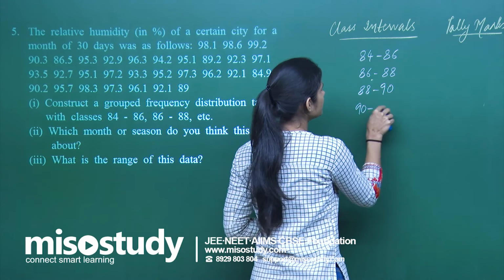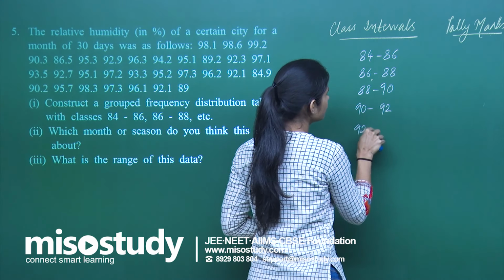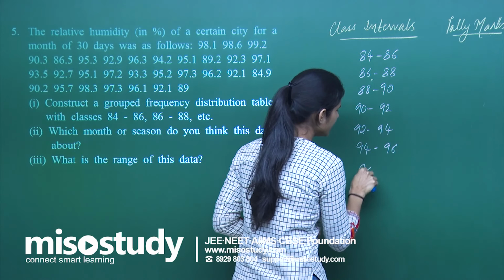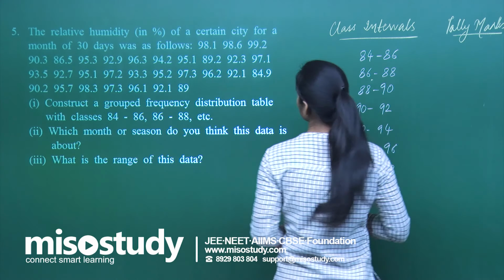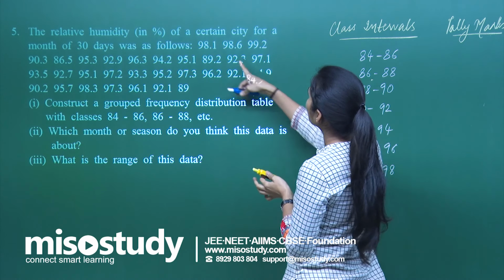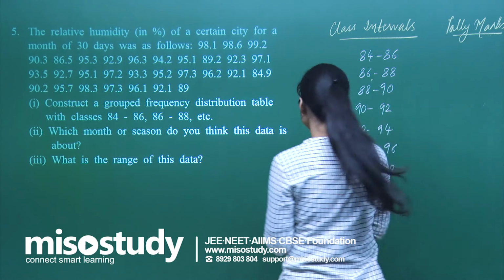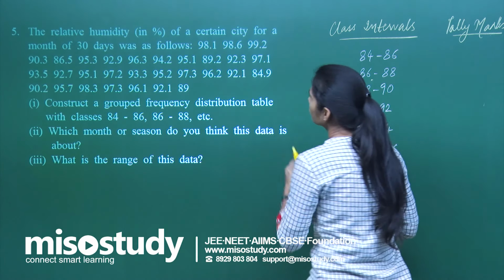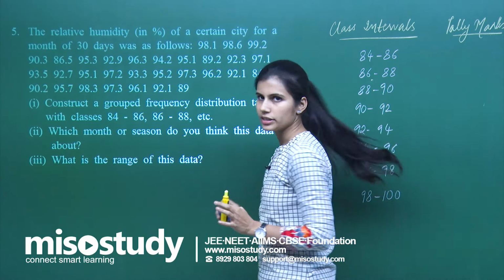Then 90 to 92, 92 to 94, 94 to 96, 96 to 98. Can I stop over here? Let me see. I have numbers beyond 98 as well, so let me take 98 to 100. But I don't have anything beyond 100, so I stop over here.